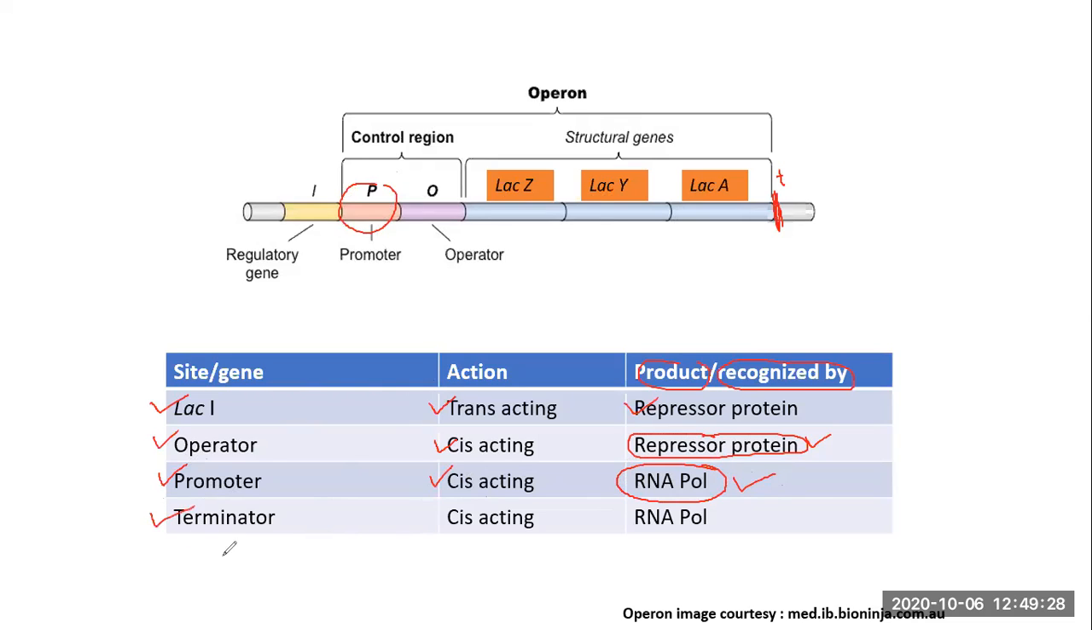Let us understand the terminator. What kind of site is this? This terminator site is again cis-acting. Why? Because it functions by being recognized. Who recognizes it? Once again, RNA polymerase. RNA polymerase recognizes it and brings about the termination of transcription. It doesn't code for a protein, it doesn't code for an RNA, it functions by being recognized, and therefore it is also a cis-acting site. So I think I have amply made clear the difference between cis-acting and trans-acting sites, right?